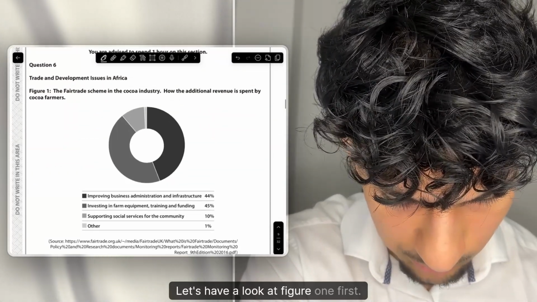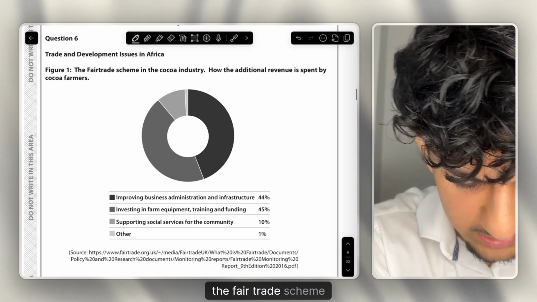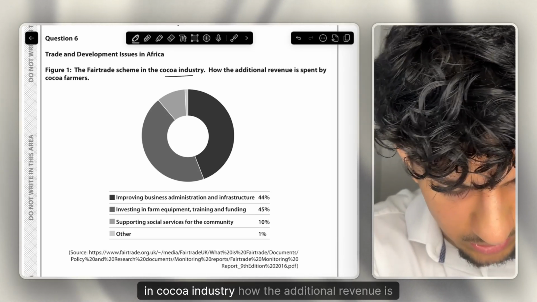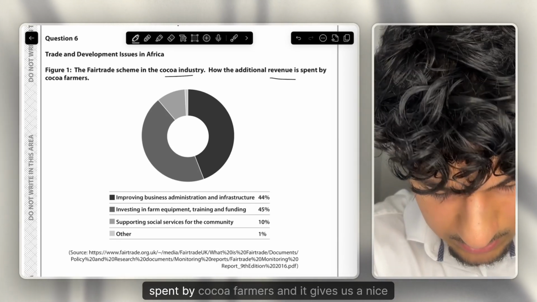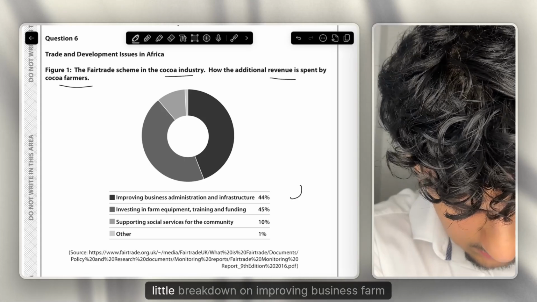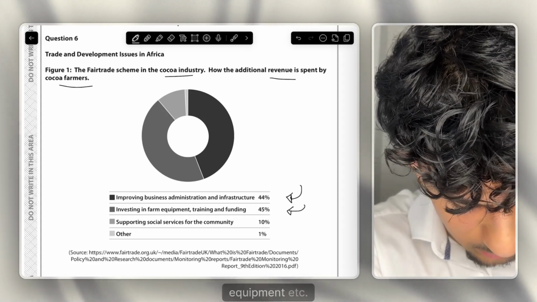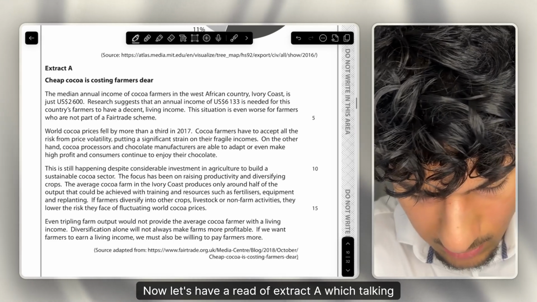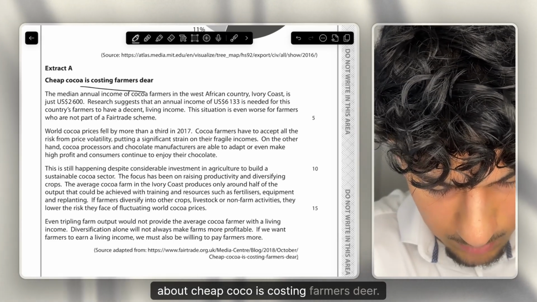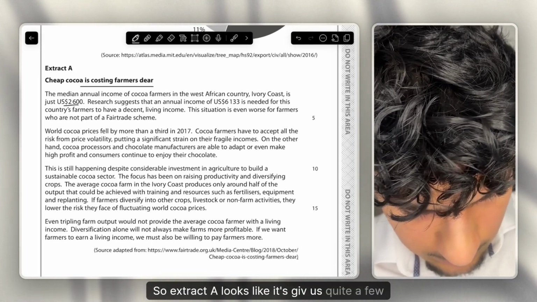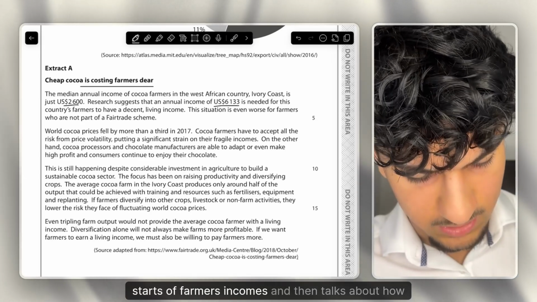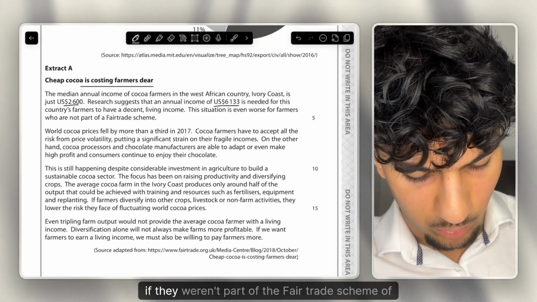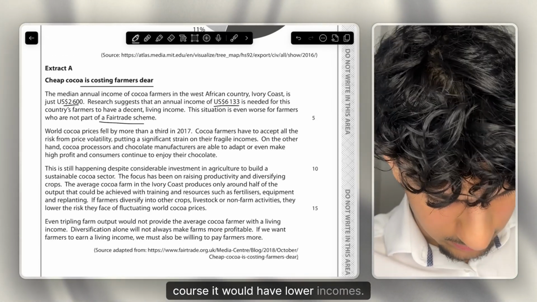So where am I going to get the application from? Let's have a look at figure 1 first. It shows the fair trade scheme in the cocoa industry, how the additional revenue is spent by cocoa farmers, and it gives us a nice little breakdown on improving business, farm equipment, etc. And let's have a read of extract A, which is talking about cheap cocoa costing farmers dear. Extract A gives us quite a few stats of farmers' incomes, and talks about how if they weren't part of the fair trade scheme, they would have lower incomes.